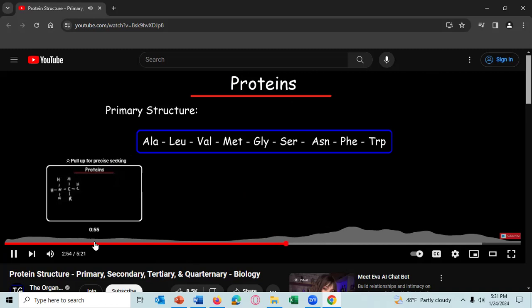Now let's talk about the different levels of protein structure. There's 4 levels that you need to know: the primary structure, the secondary structure, the tertiary structure, and finally the quaternary structure. Now the primary structure is simply based on the sequence of the amino acids found in the protein. The sequence determines the shape of the protein. If you replace just one amino acid with another, it will completely change the shape of the protein. So the shape and its function is primarily determined by the sequence of amino acids.